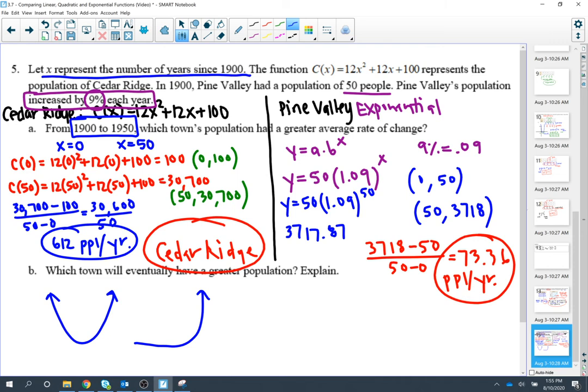So which town will eventually have a greater population? Your answer here is going to be Pine Valley. Okay, and your reasoning is because it's exponential growth, and an exponential function eventually exceeds the rate of change of all other functions.